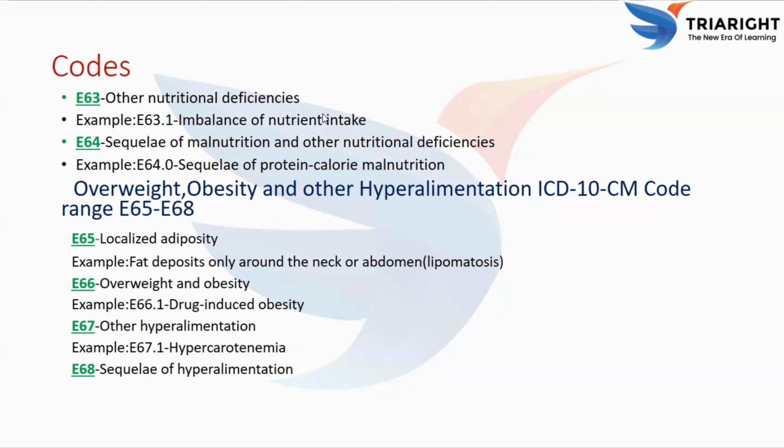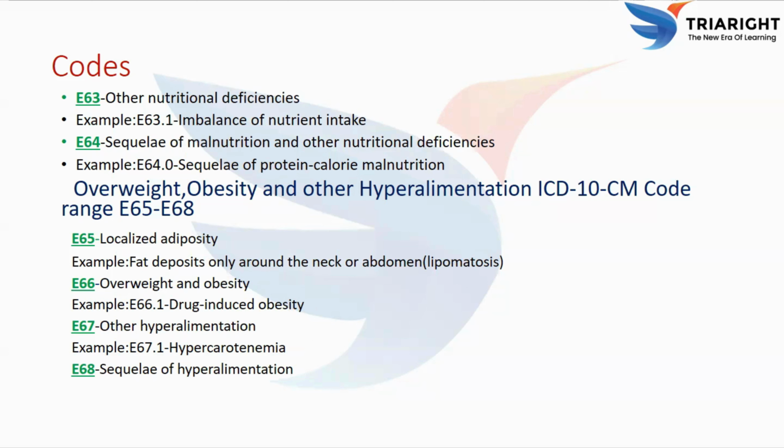So when the body's nutrient consumption is not balanced, for example, too much carbohydrate but low protein, it gives an imbalance of nutrient intake. Whenever you take excess fat intake but low vitamin intake, this causes nutritional deficiency. So whenever such a nutritional imbalance is diagnosed, just assign this code E63.1.